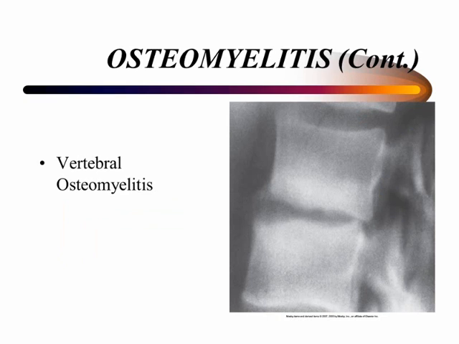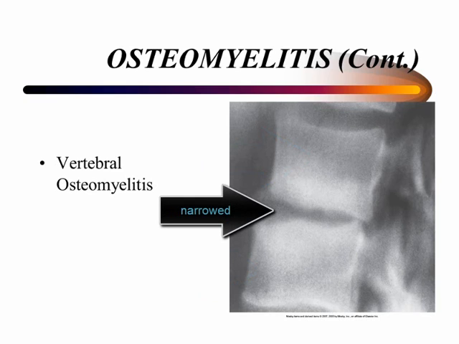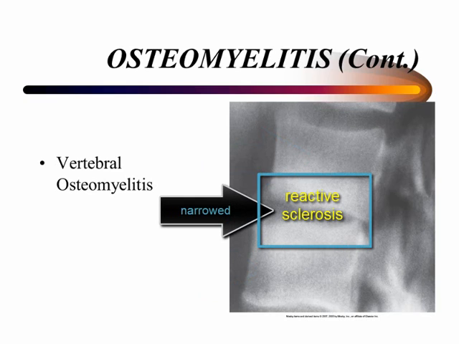The earliest sign of vertebral osteomyelitis is subtle erosion of the subchondral bony plate with loss of the sharp cortical outline. This may progress to total destruction of the vertebral body associated with the perivertebral soft tissue abscess. In the image shown here, we see narrowing of the intervertebral disc with irregularity at the end plates and reactive sclerosis.